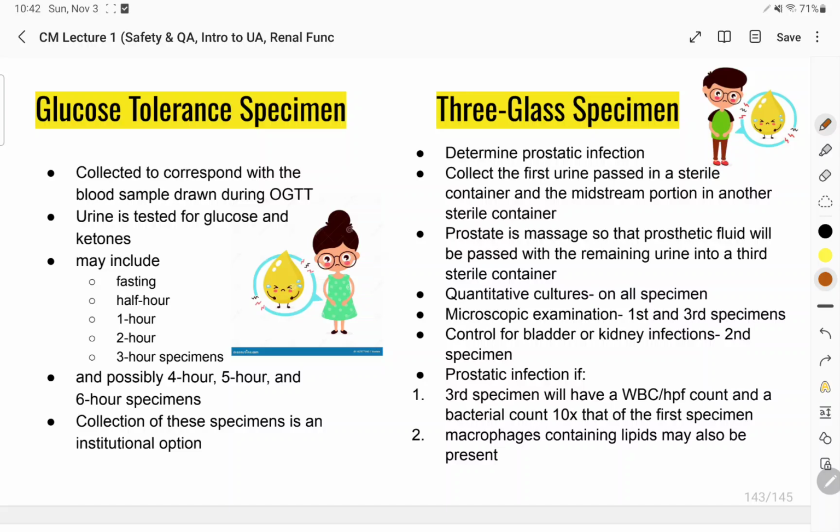After that, you massage the prostate so that the prostatic fluid is expelled and included in the urine for the third sample. Okay? So the first bottle is the very first urine. The midstream is put in another container. And then you massage the prostate, the patient voids again, and you put it in a third container, which now includes the prostatic fluid.